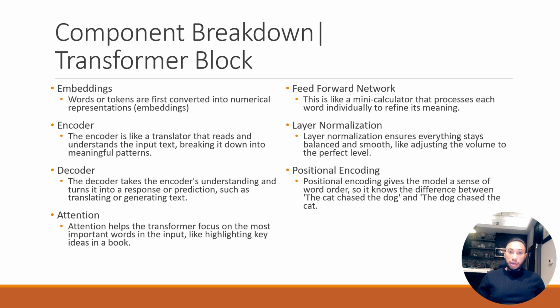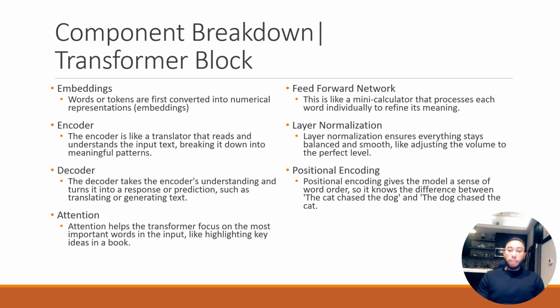At least that's the way that I like to think about it. Then we have the feed-forward network layer, and so this is like a mini calculator that processes each word individually to refine its meaning. The layer normalization ensures that everything stays balanced and smooth, like adjusting the volume to the perfect level. So you can lower the volume, you can increase it, and it's like a knob, if you will.